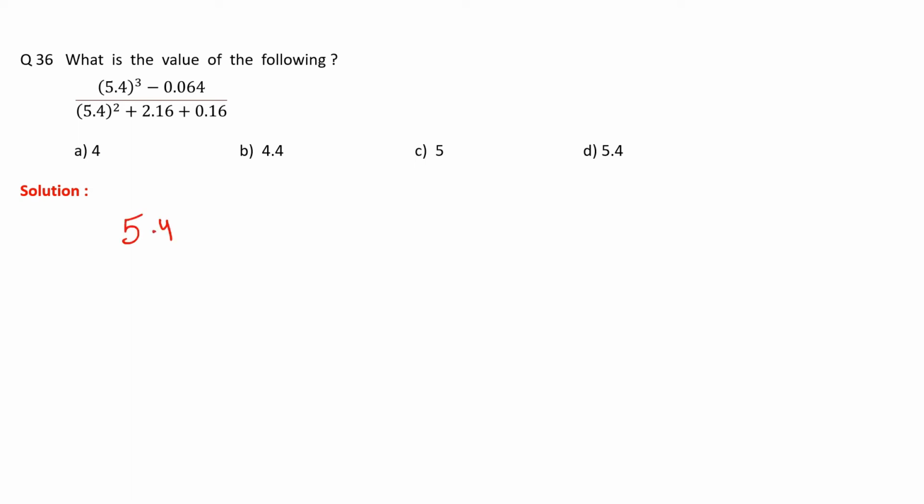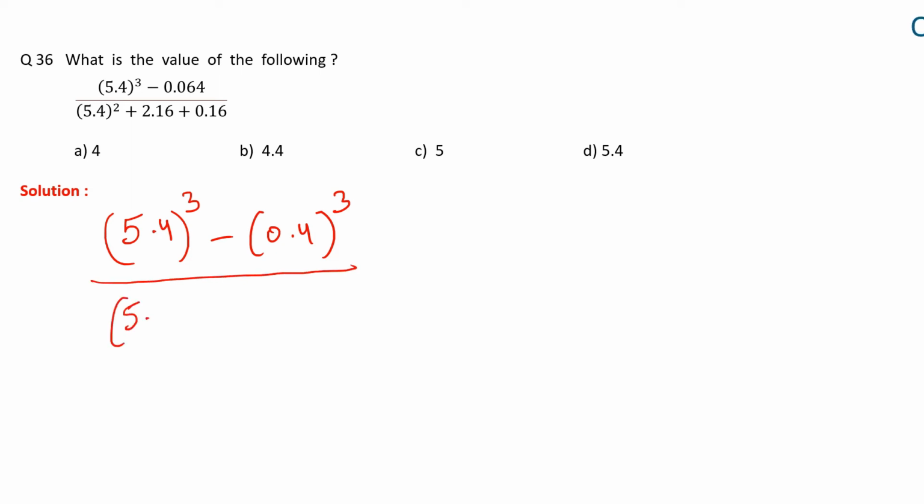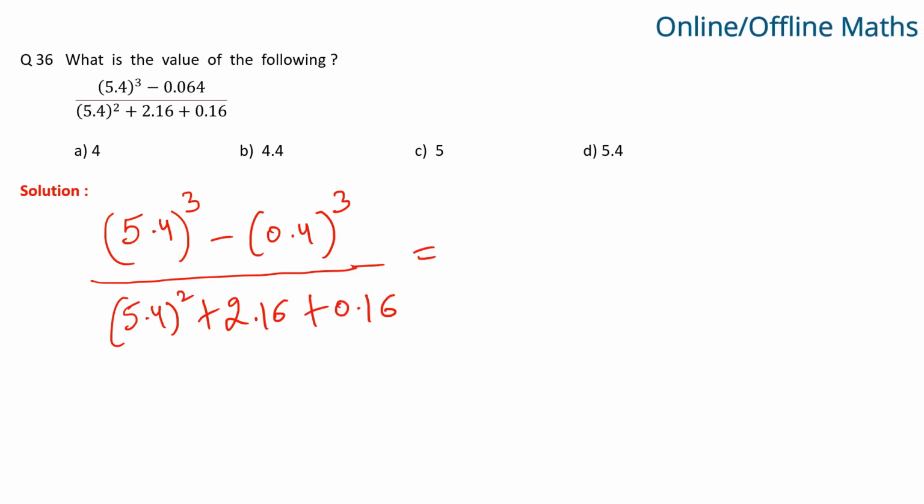Now we can write the numerator as (5.4)³ minus (0.4)³. Why? Because 0.064 is nothing but (0.4)³. Now I will be applying the a³ minus b³ identity in the numerator, and let us see what happens.